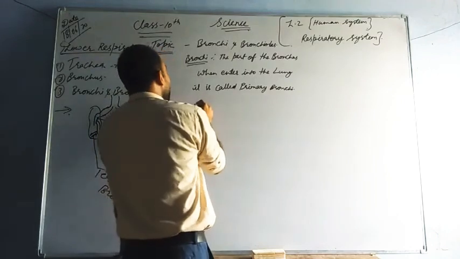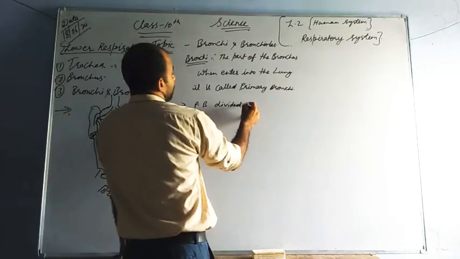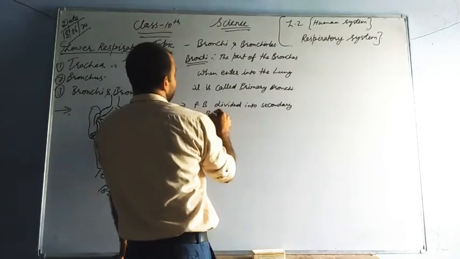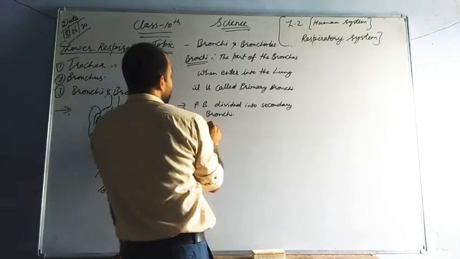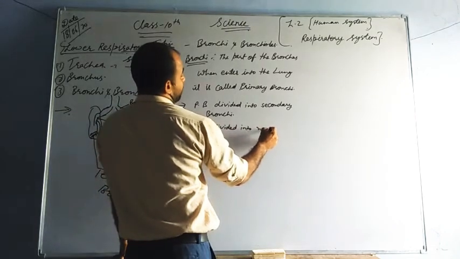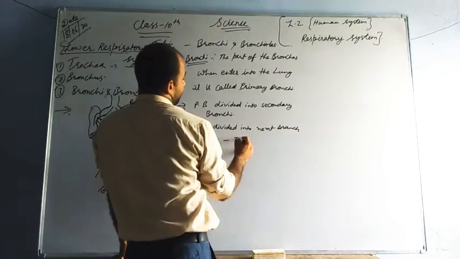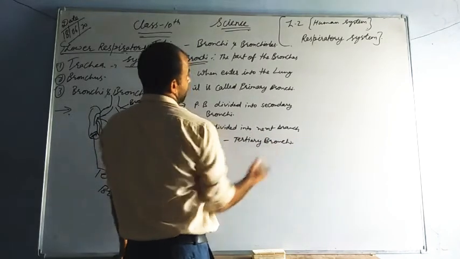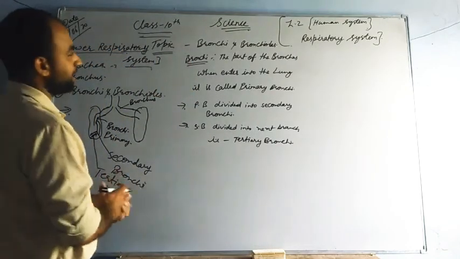After that, primary bronchi divide into secondary bronchi. After that, secondary bronchi divide into the next branch, that is tertiary bronchi. Right? So in this manner, bronchi are present in our respiratory tract.